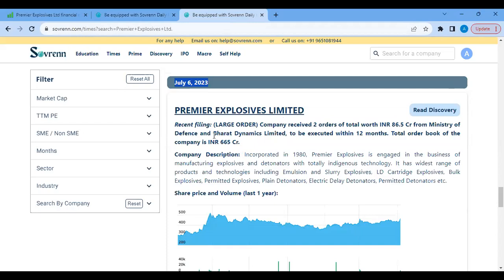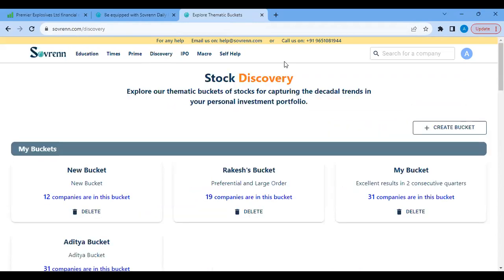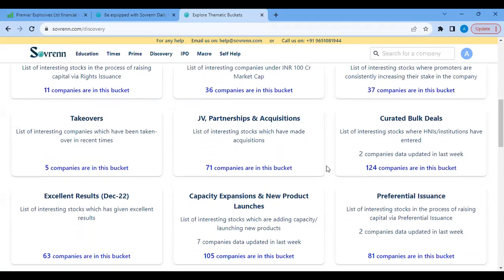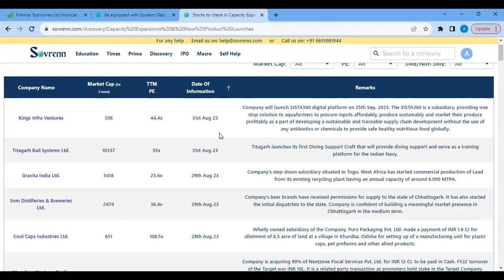Now, let us look at more examples. Let us look at capacity expansion. Let us play another game. Yes, you will get this information on a daily basis. That's correct, Ravichandran ji. You will get this information on a daily basis.